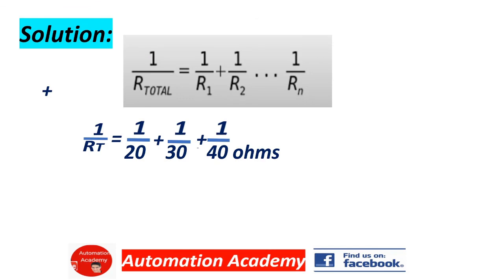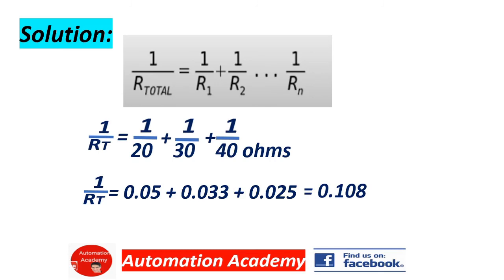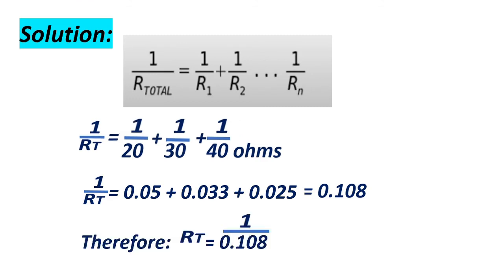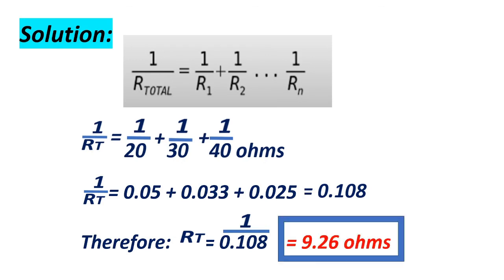The formula of parallel resistance is 1 over R total equals 1 over R1 plus 1 over R2 and so on. And then we substitute the value of resistance. 1 over RT equals 1 over 20 plus 1 over 30 plus 1 over 40. And the answer is 1.08. And then we cross multiply to simplify. Therefore, RT equals 1 over 1.08. And the answer is 9.26 ohms.